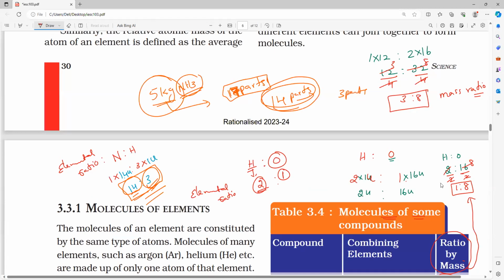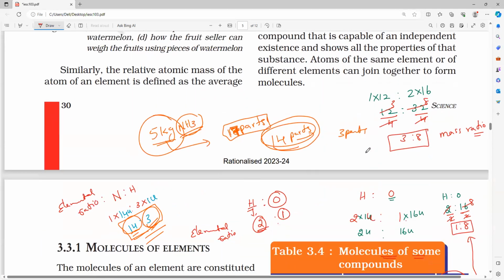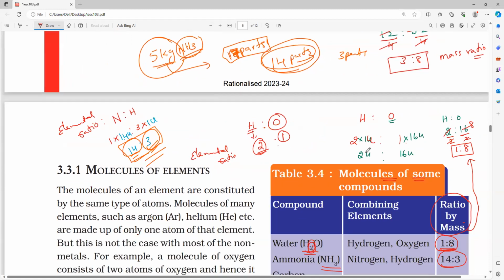Some doubt, sir. Yes, ask me. Now you can ask. Whatever doubt you have, everybody ask. Sir, you have said that mass number is the number of protons plus the number of neutrons. Yes. And now you are saying atomic mass, sir. Atomic mass and mass number, both are the same. Clear? Both are the same only, no, sir. Yes.